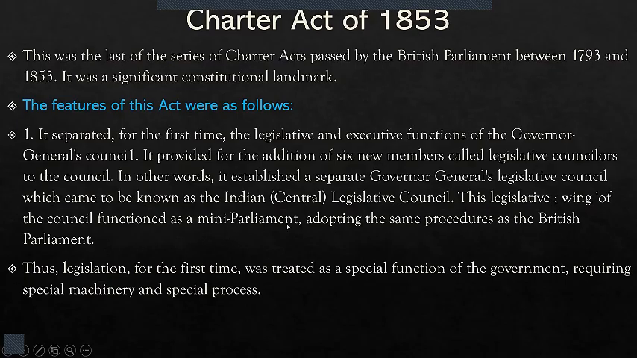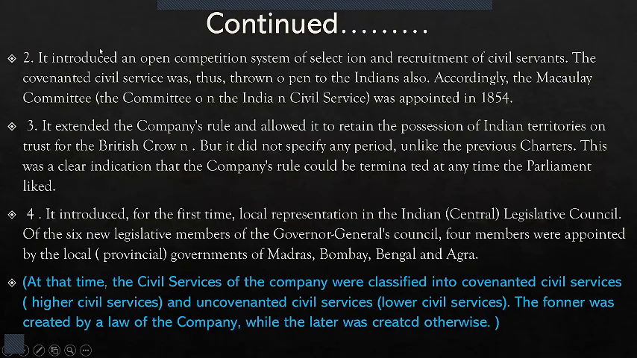So now what used to happen? The Indian Central Legislative Council was established, where all the legislative, law making things and everything will be done here. So it was also known as mini parliament. It used to adopt the same procedures as the British Parliament, and because it was made by the British people, it adopted the same procedures as the British Parliament. Thus, legislation for the first time was treated as a special function of the government, requiring special machinery and special processes. Okay, let's see, it is the continued part only.